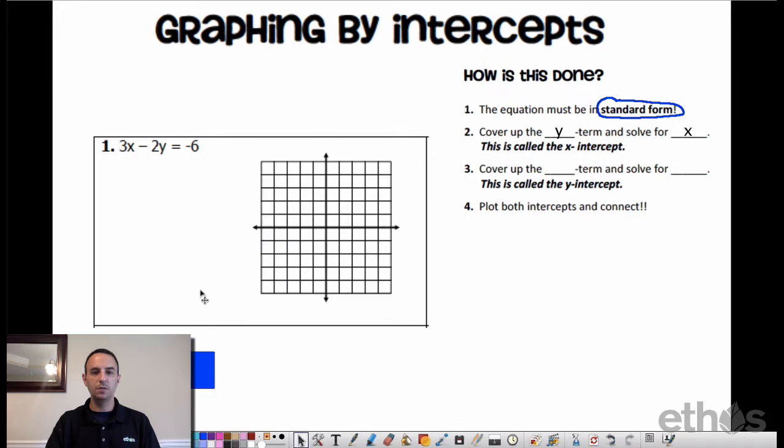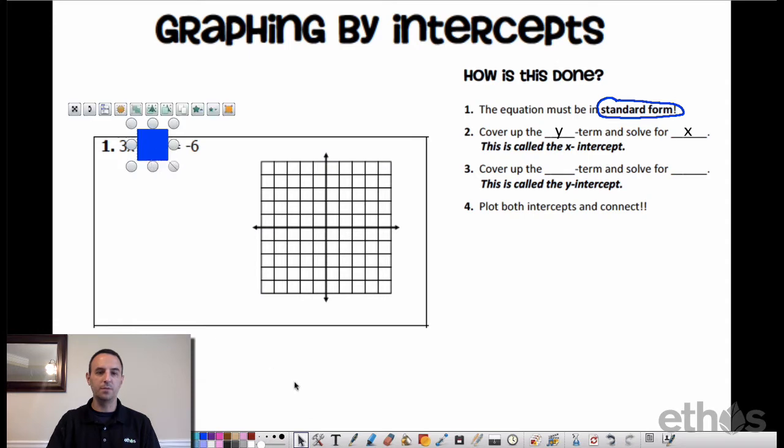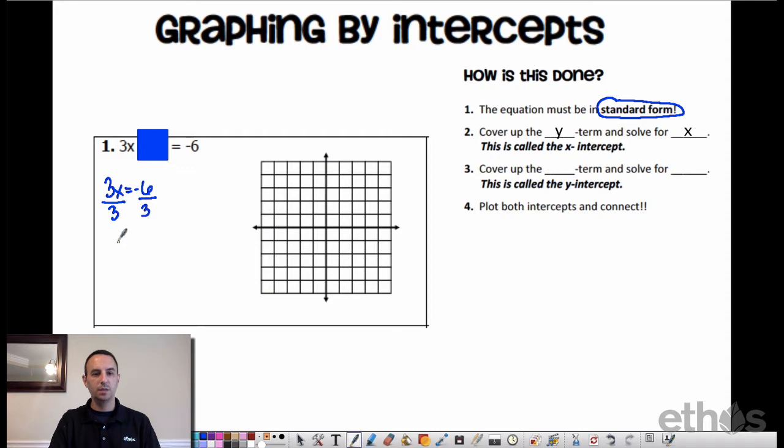So if you cover up your y term, you just pretend, if I'm using a piece of paper, I'm probably just doing this with my finger, and I'm pretending and solving this equation. So 3x equals -6, and now I'm solving for x, so I divide everything by 3, so I get x is equal to -2.